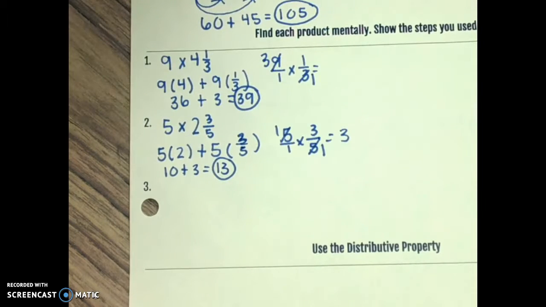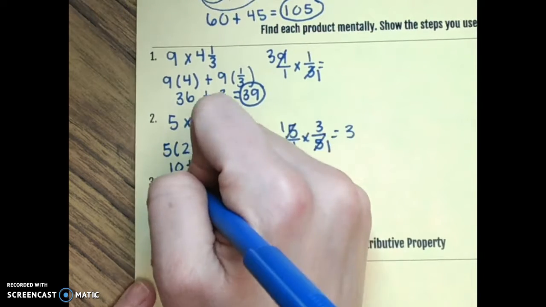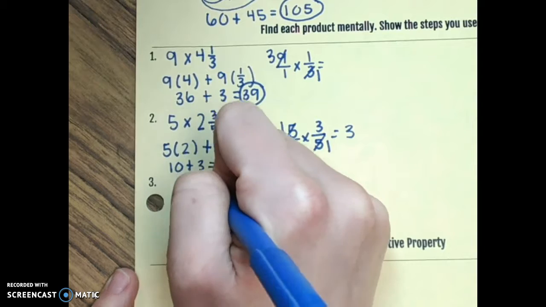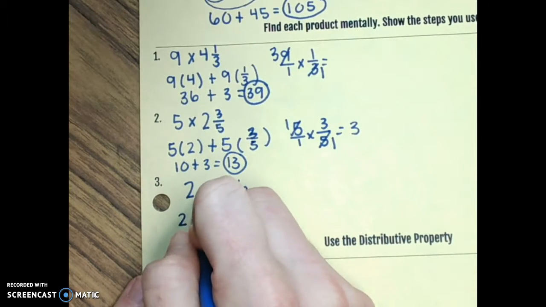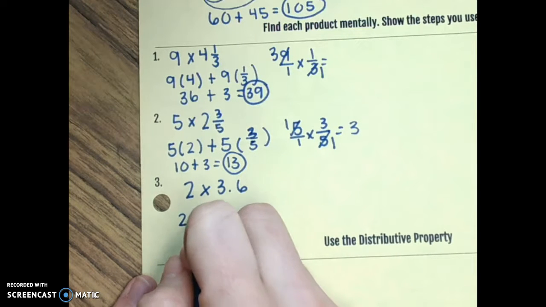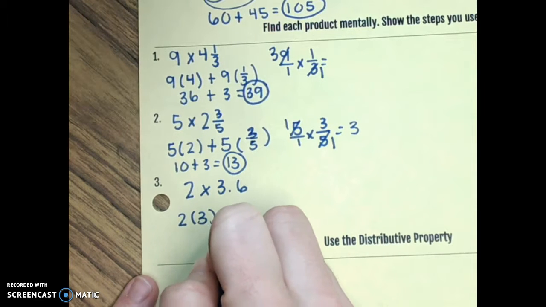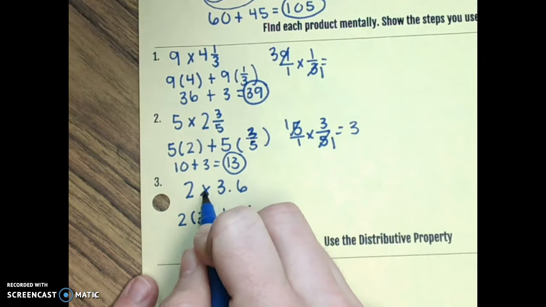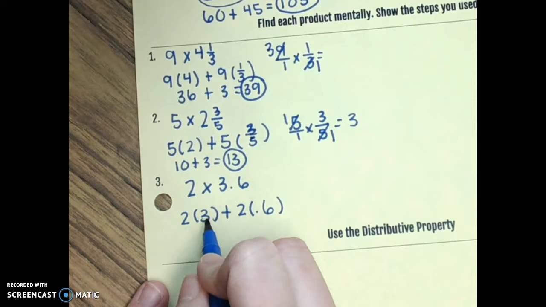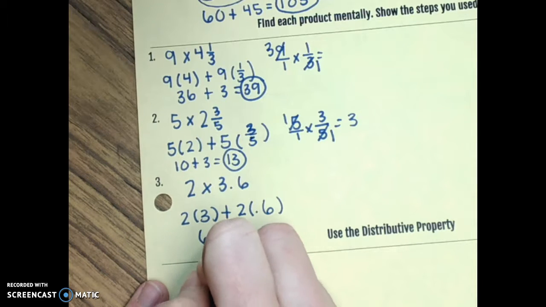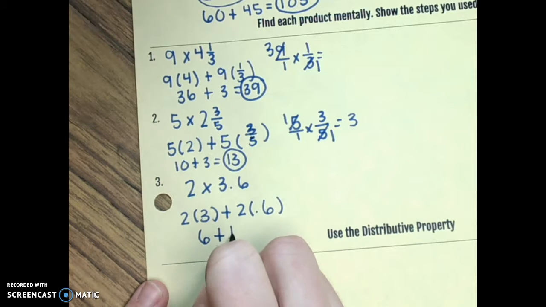Okay, that's how you do it with mixed numbers. Here's how you do it with a decimal. I have 2 times 3.6. So our first number is going to multiply with the first part of the second number, so 2 times 3, plus 2 is now going to multiply with the second part of the second number, which is 0.6. So 2 times 3 is 6. 2 times 6 is 12.